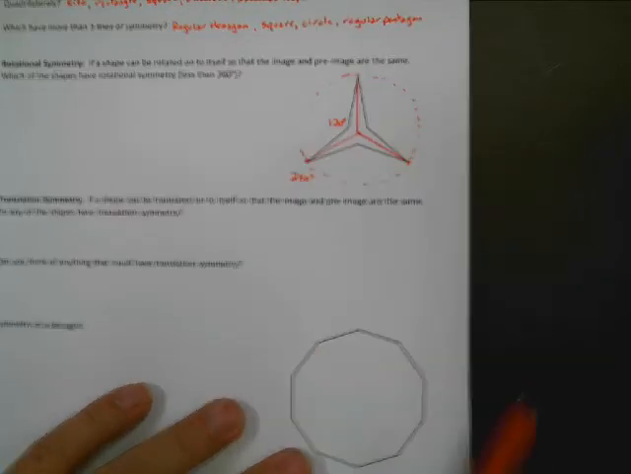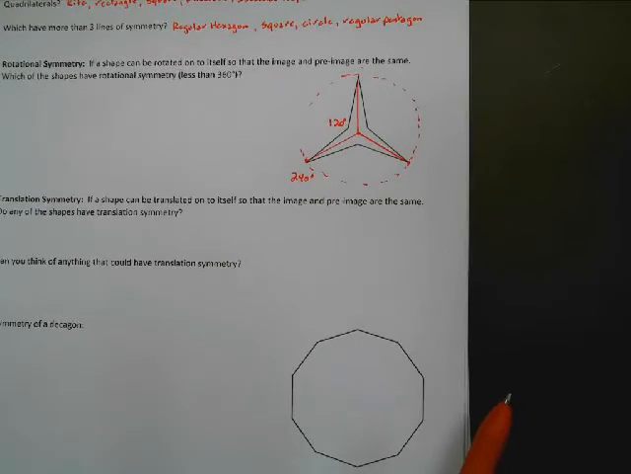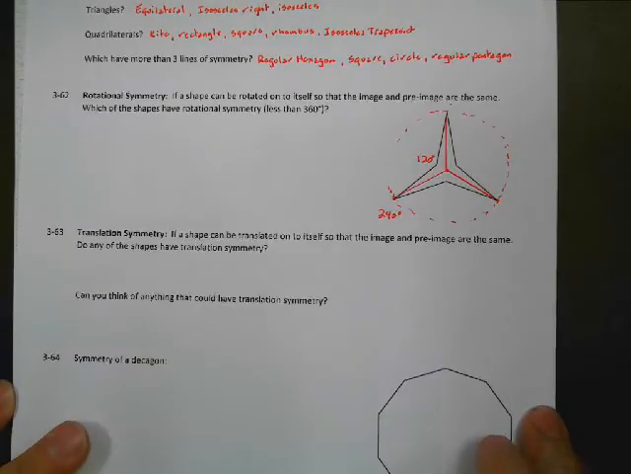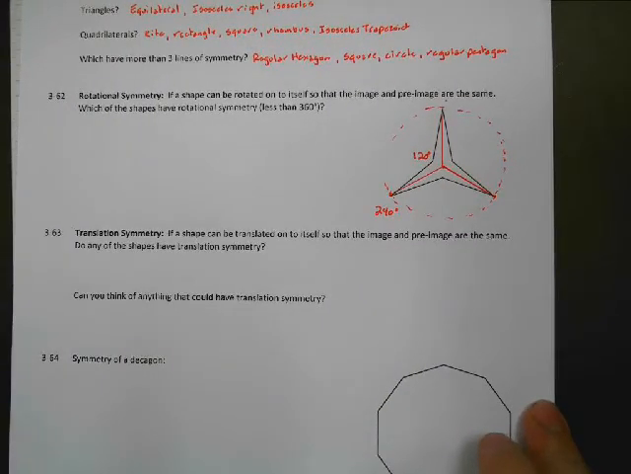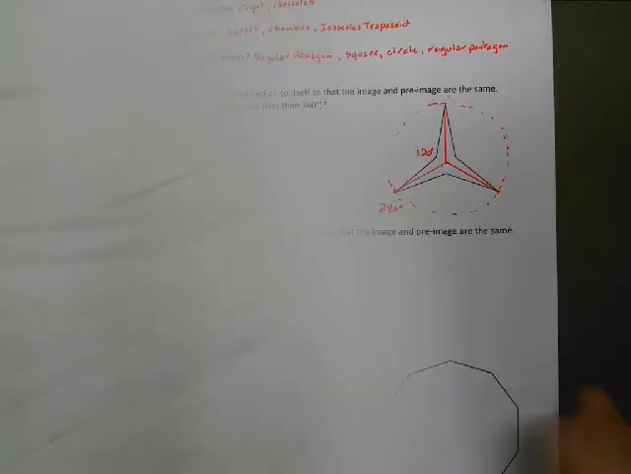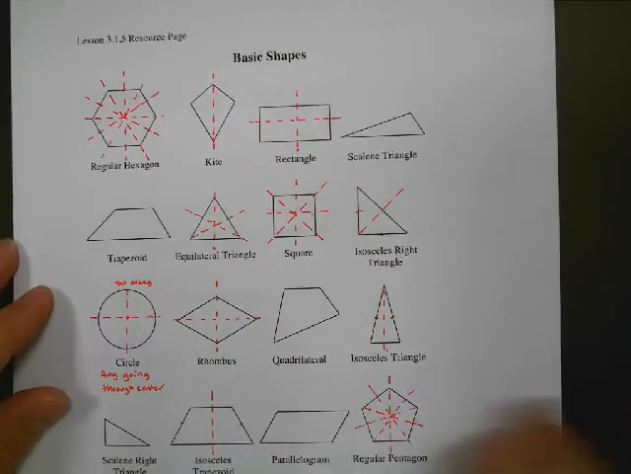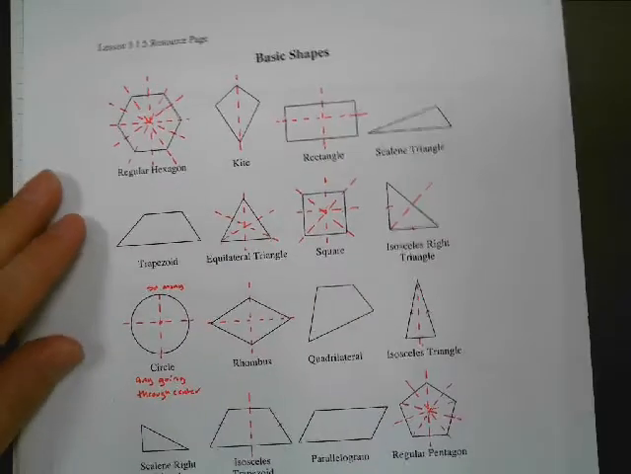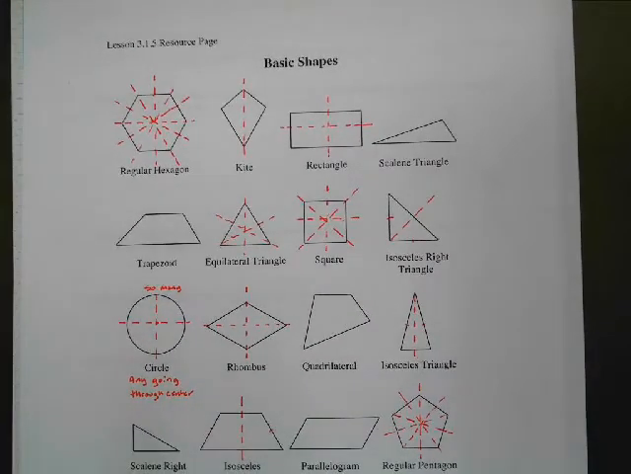So this shape, I can get two rotations, a 120 degree rotation and a 240 degree rotation where it will have rotational symmetry on it. Now we want to look at this and see which shapes here, if I spin them, are going to give me rotational symmetry. Now we're going to see quite a few of the ones that are in our regular shapes that are going to give us some kind of rotational symmetry.